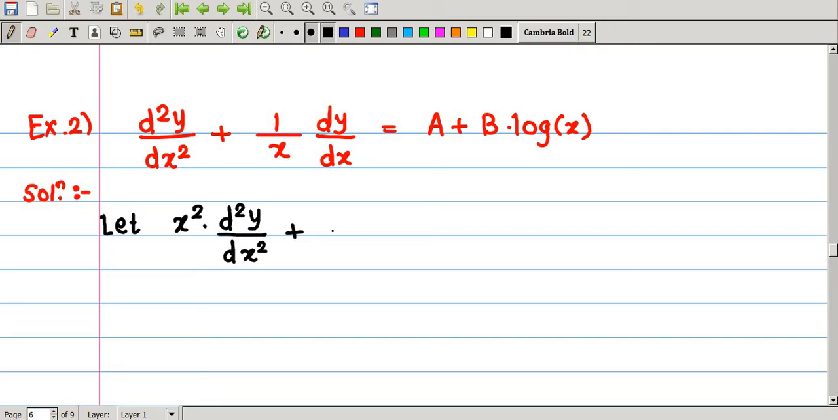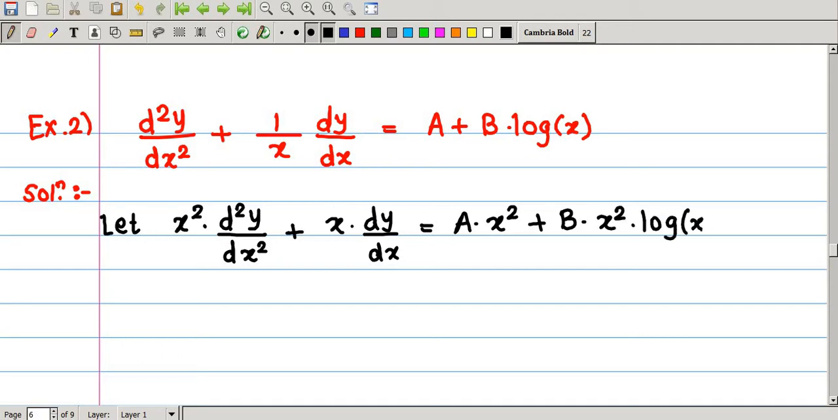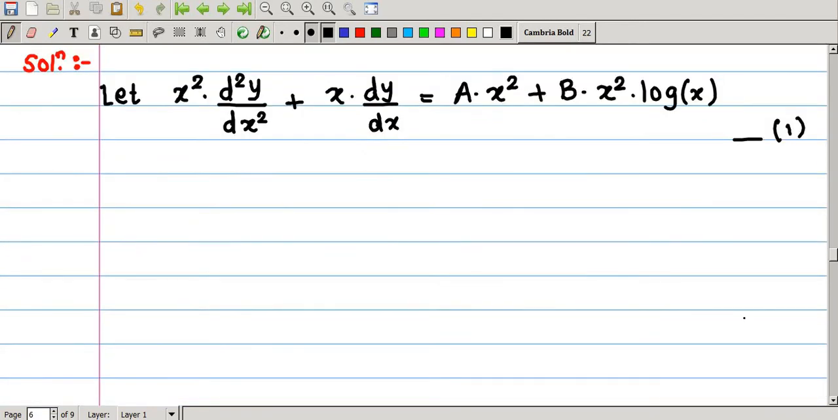upon dx square plus x into dy by dx equal to, after multiplying x square on the right hand side, a x square plus b x square into log x. Now we denote this equation as equation number 1. Now we observe here the derivative is of order 2 and its coefficient is x square. The derivative is of order 1 in the second term and its coefficient is x. It is in standard Cauchy's or Euler's differential equation form.